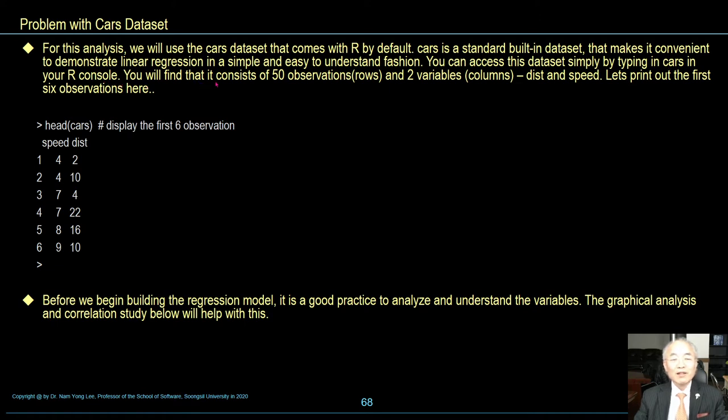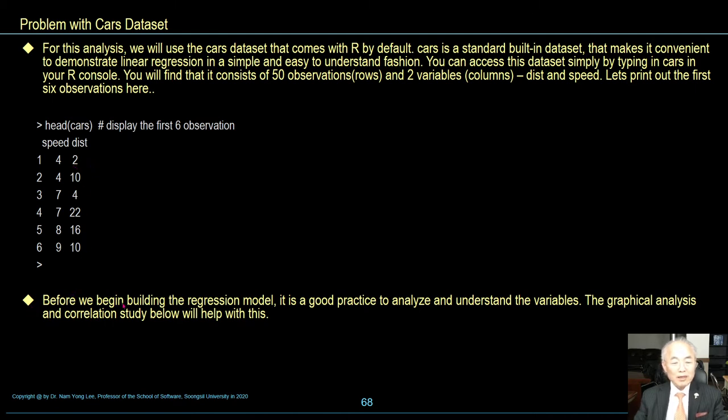You will find that it consists of 50 observations and 2 variables, including distance and speed. Let's print out the first 6 observations by using the command head cars to display the first 6 observations of the cars data set. Speed, number of observation from 1 to 6, speed and distance.